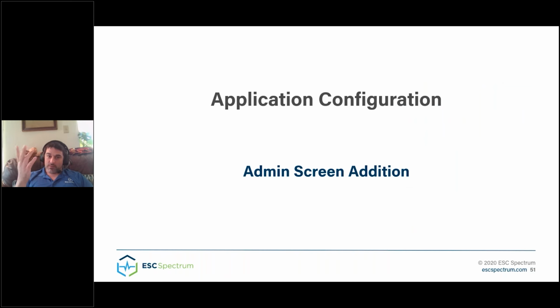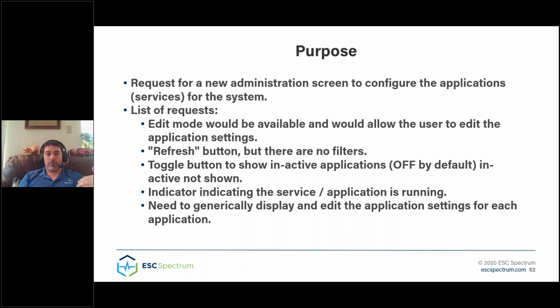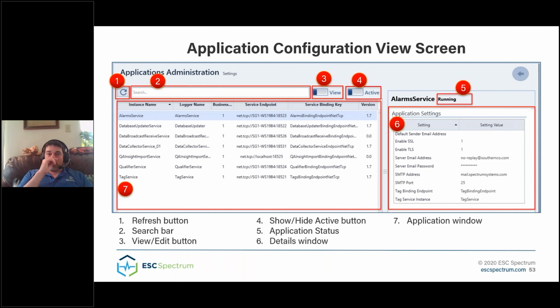Application configuration, another administrative screen addition. So as I mentioned before, you'd have to go to the database to do this, but now we have a user interface for this. So basically, this is the thing that you would use to configure your services, like your alarm service, your data collector service. You can see the endpoints, kind of what versions they're at. Maybe you have some email addresses associated with your alarm service. You can go into there and edit all these things now without going into the database.